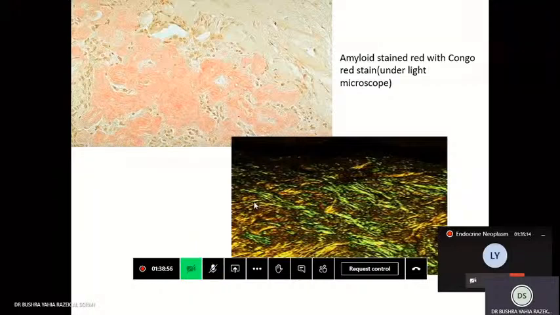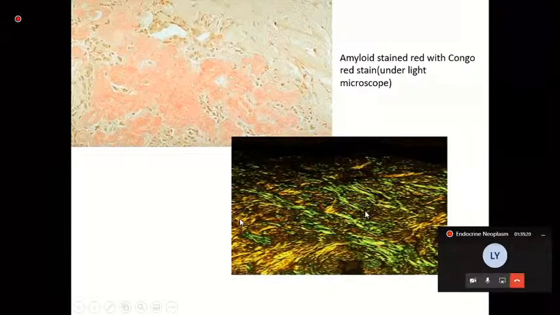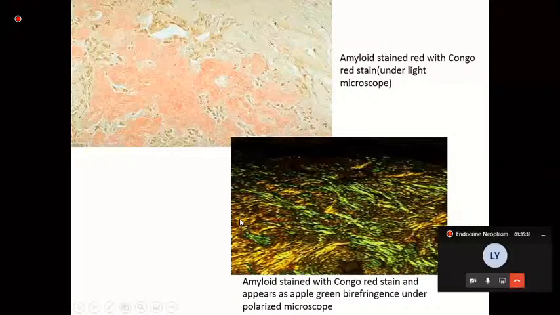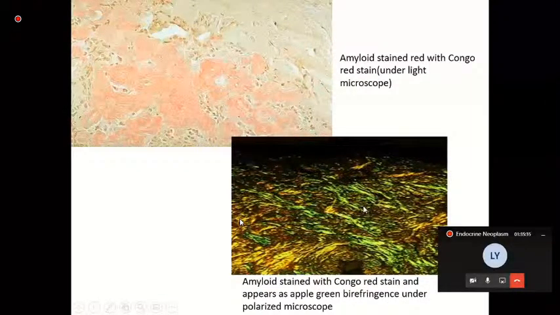Apple green birefringence is bright. It appears as branching, apple green birefringence under the polarized microscope.